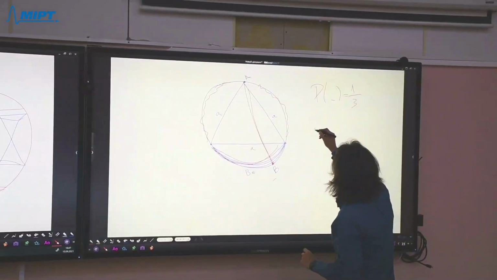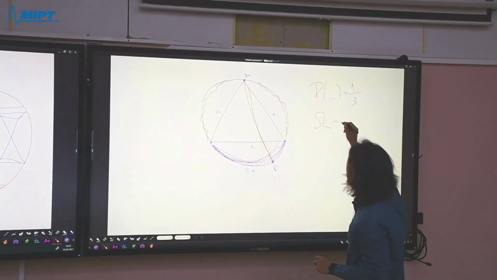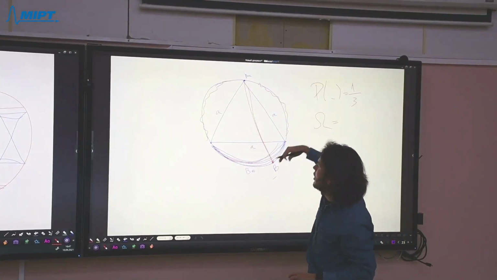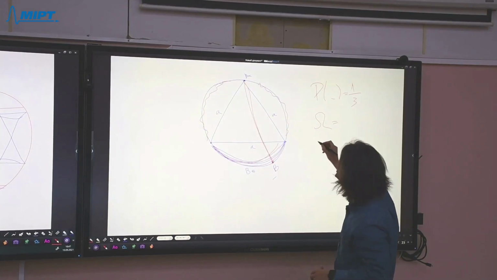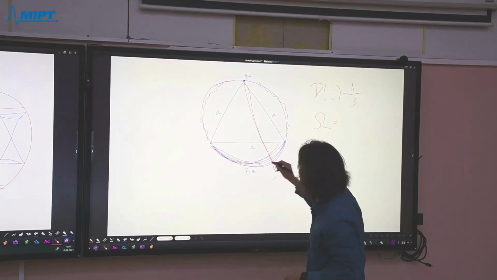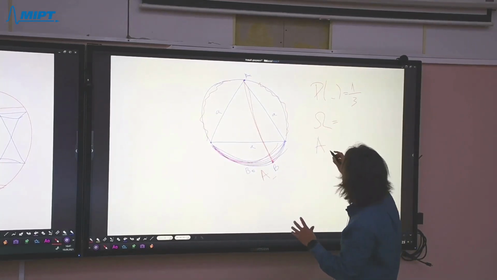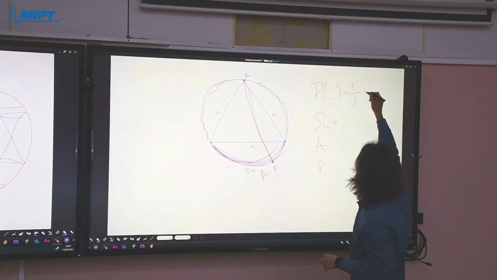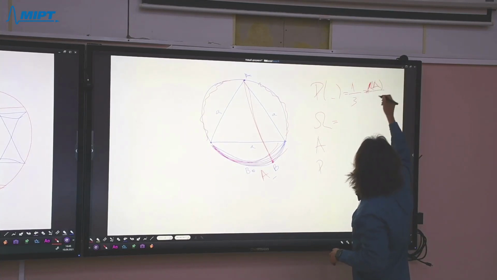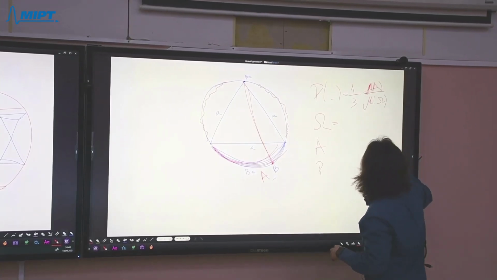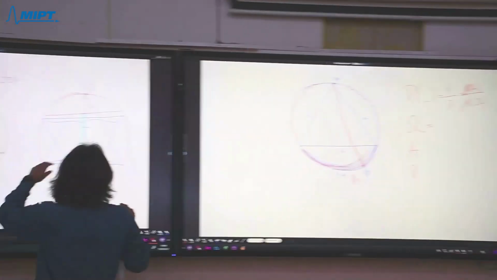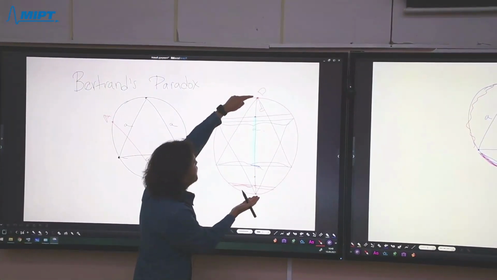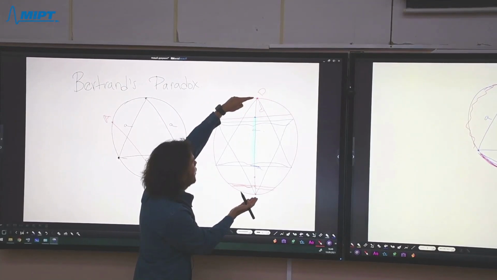Now, all we have to do, and by the way, here we have the following, let me write that. The sample space was just the circumference, right? And the event A was the length of this circumference, right? So the probability of this was just the length of A over the length of the circumference, right? So 1/3.